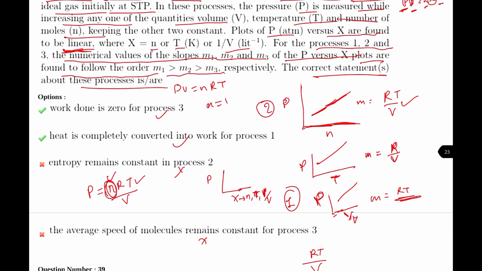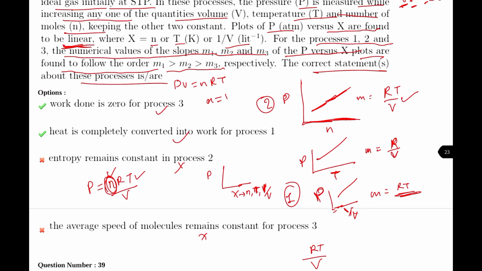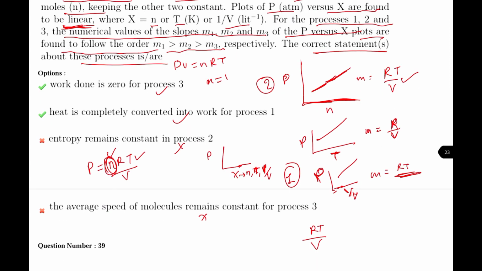Now they have said that three slopes are there: M1, M2, M3, and there is an order M1, M2, and M3. But we do not know which one is which. So which one is 1, which one is 2, which one is 3? The trick is that you need to see the slopes. Definitely nRT is the biggest, right? Because in the other values you are dividing by V. Whenever there is division, the value becomes less. So nRT is maximum, that means it should be M1.